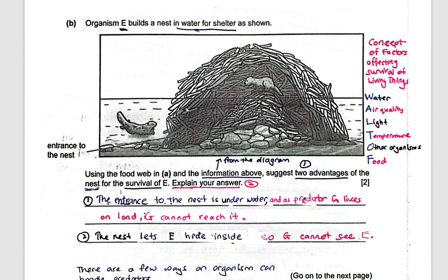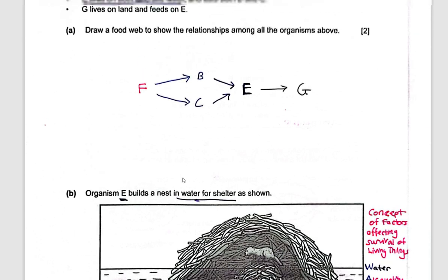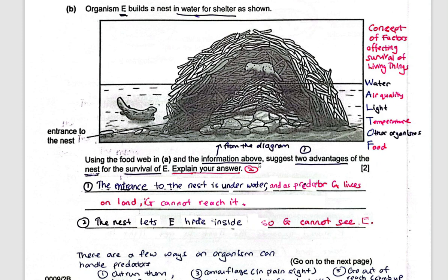Now, this is a particular organism. Look for beaver videos produced by good companies like PBS or the National Geographic. There are some nice short videos that explain how the beaver builds its nest, and they even show you how it looks inside. Now, using the food web in part A, and using the information above, which is from the diagram, suggest 2 advantages of the nest for the survival of E. Explain your answer. So the first part is you must state the two advantages of the nest.